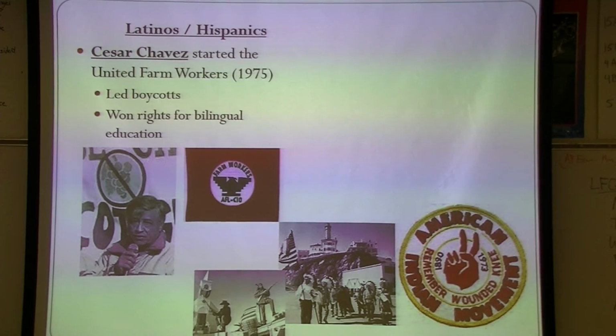So they did not have quite the organization of African Americans. We do have Cesar Chavez, who will lead boycotts for Mexican American farm workers. Americans will join in with the boycott and not buy tomatoes, for example, until they were able to raise the price. In the 80s, there will be a lot for bilingual education.